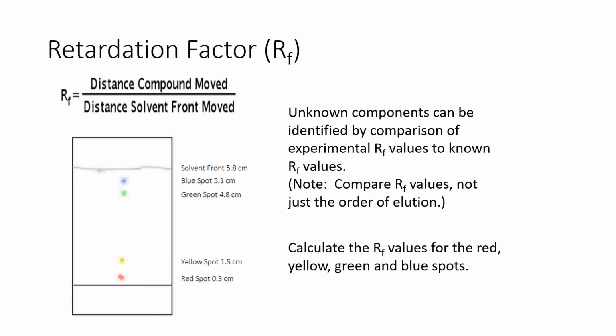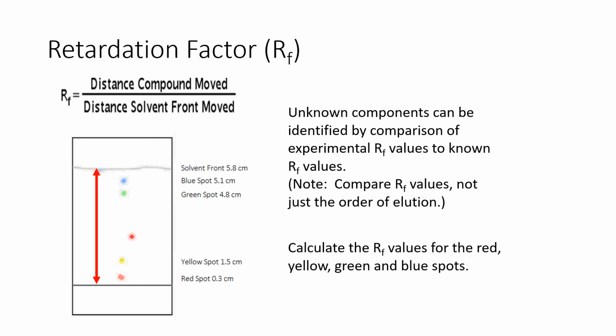A very important data analysis for this lab is to calculate the RF values for the different components. So the formula we're using here is the distance the compound moved divided by the distance the solvent front moved. So for example, we have a TLC plate here. The distance the solvent front moved is 5.8 centimeters, measuring from the baseline to the solvent front line.